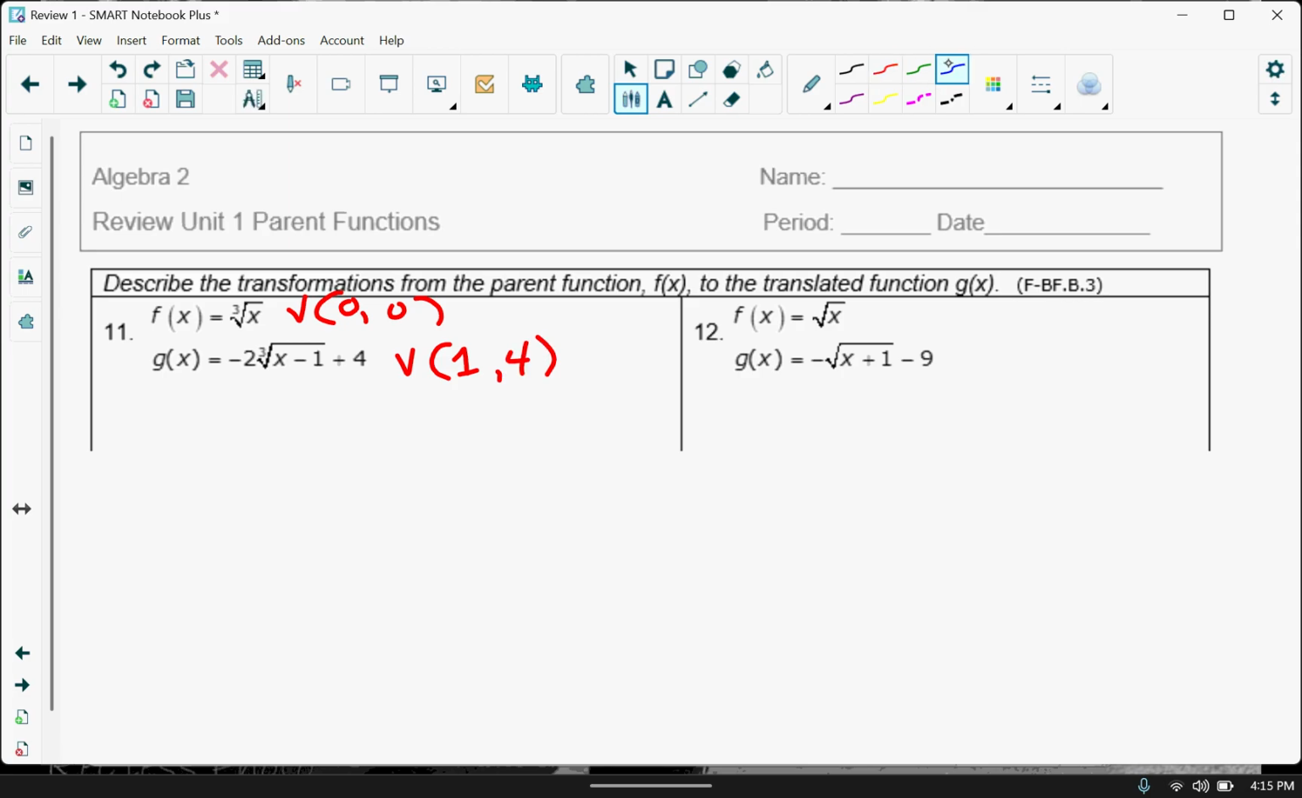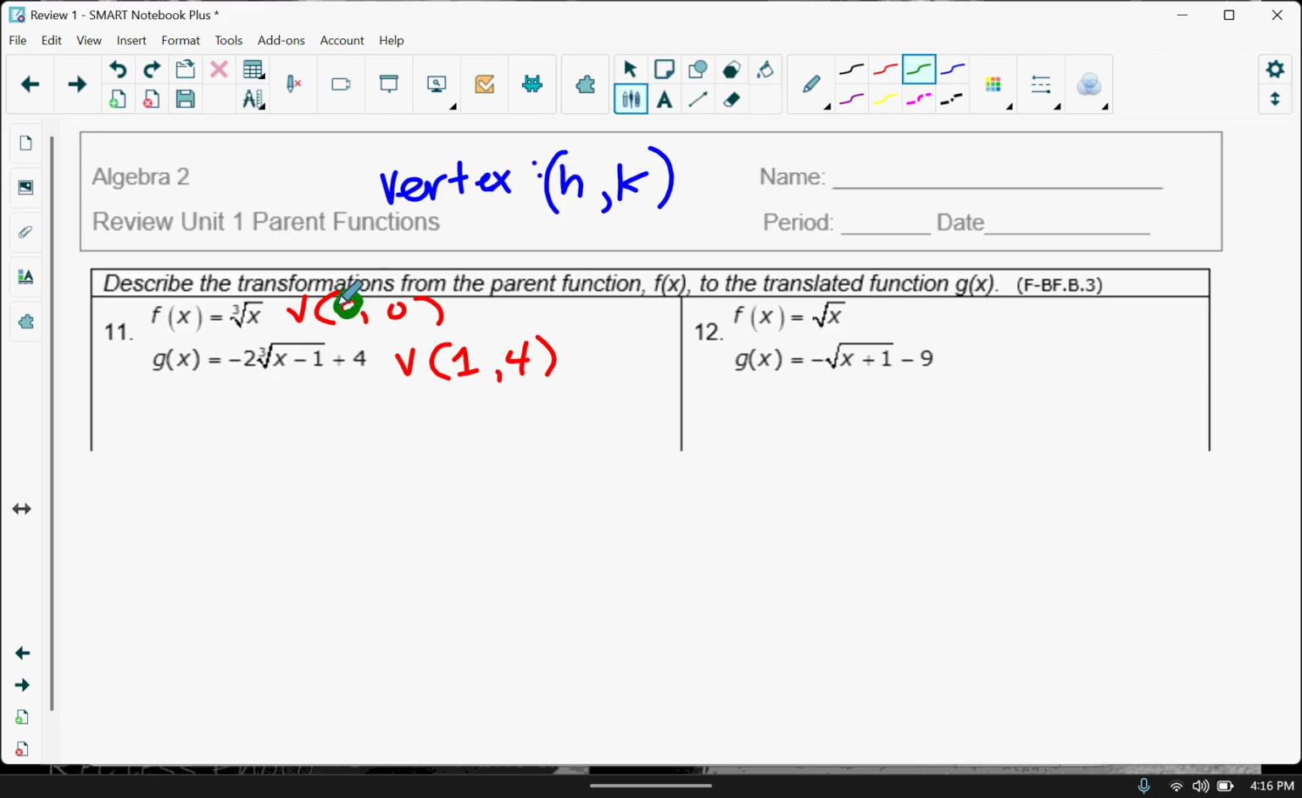Now the reason why I know that is because every vertex is just your h and your k. H is on the inside, k is at the end. Now, the reason why it's important to do that is so that you can compare the x's to the x's and the y's to the y's to see how it moved.